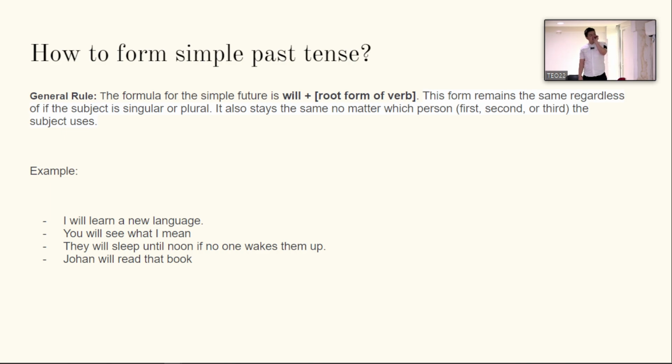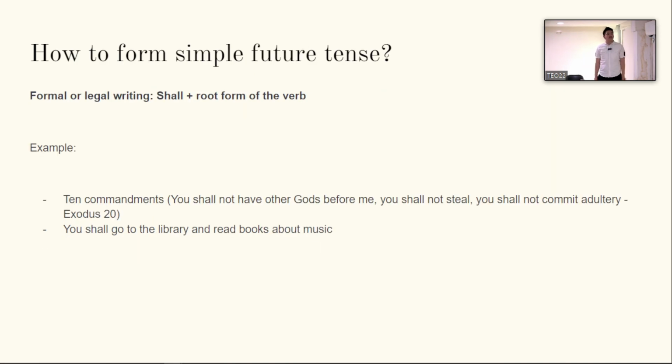For example, I will learn a new language. As you can see, the formula is the same, right? Will, and then the root form of the verb. And this is singular, in first person point of view. And the second one, you will see what I mean. It uses the same formula, but this time in second person point of view. And next one, they will sleep until noon if no one wakes up. This is in third person. And also, Johan will read that book, also in third person. And it doesn't matter singular or plural, it stays the same.